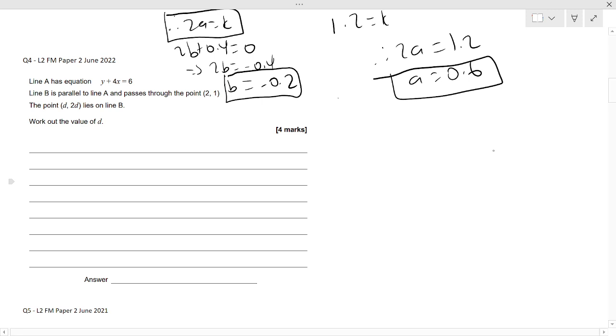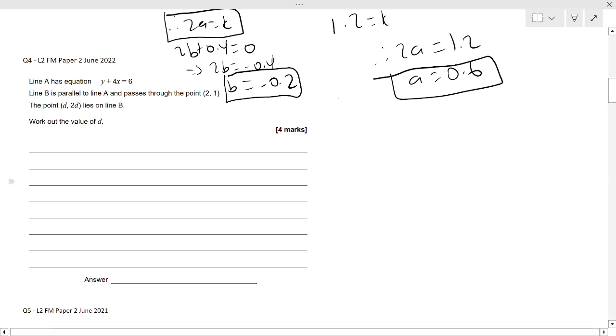Okay. Question 4. So we're given a line A with this equation here. We're given B is parallel to A and passes through this point (2, 1). And we're given the point D lies on B. Find D.